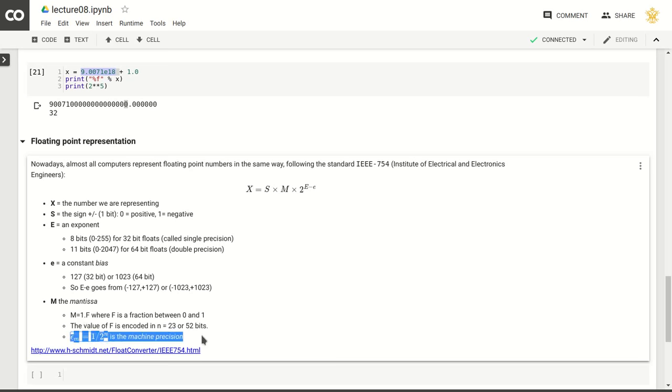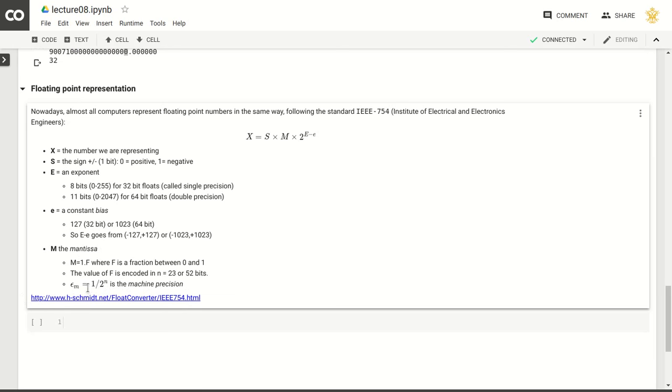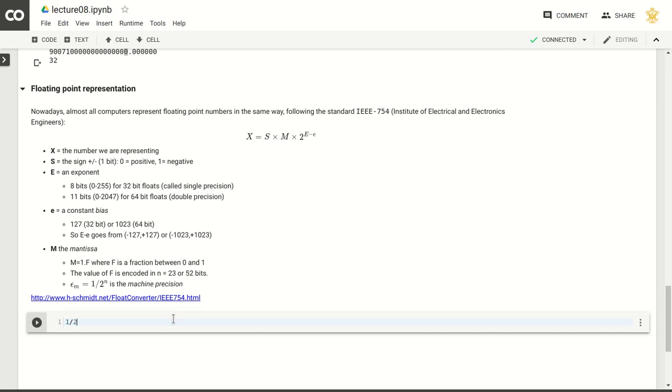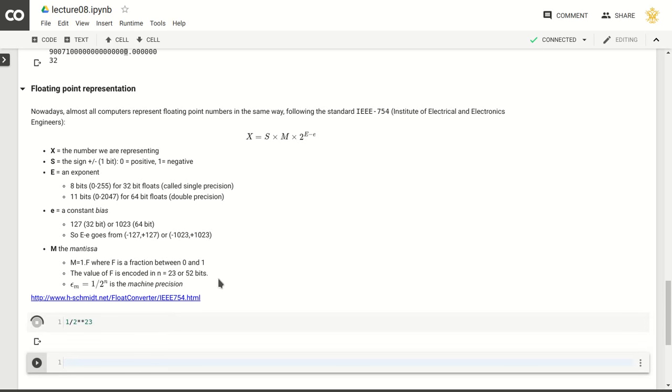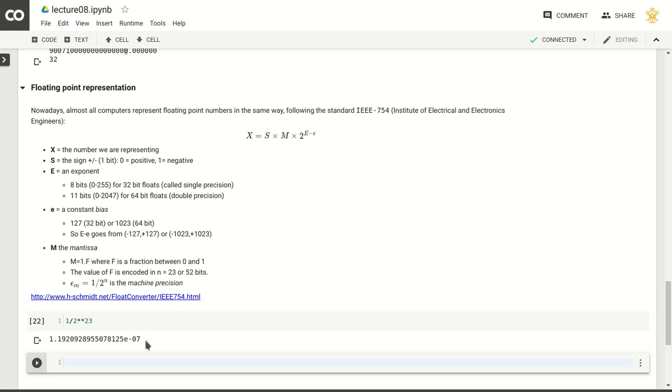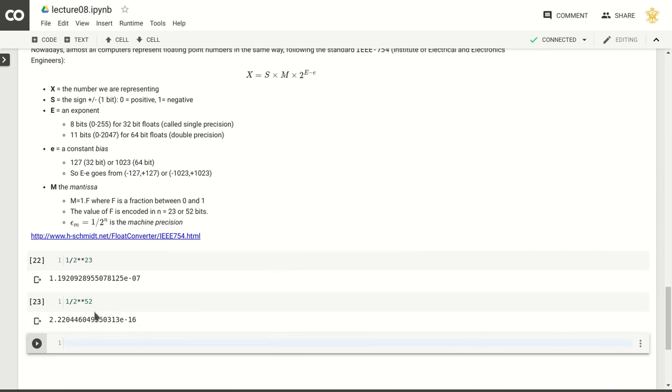The precision of this number is now given by the limitation of this mantissa, because it only has a limited number of bits. And the machine precision is actually given by this 1 over 2 to the power n, where n is either 23 bits or 52 bits. And so if we calculate what that is, 1 over 2 to the power 23 will give us a value that's about 10 to the minus 7 for the precision of floating point numbers, and 1 over 2 to the 52nd, which is about 10 to the minus 16.